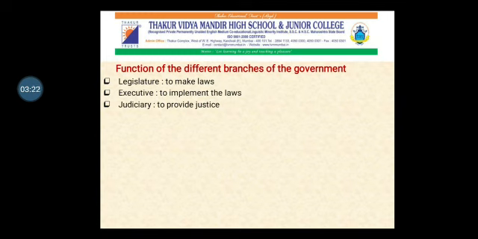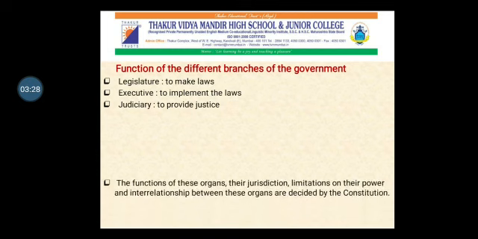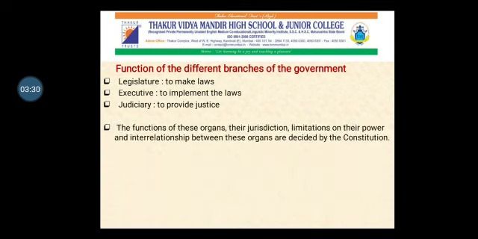We will study all these functions in detail in our upcoming chapters. Okay, students? The functions of these three branches of government, their jurisdiction, limitations on their power, and the interrelationship between these organs, how they coordinate with each other, everything is decided by the constitution.